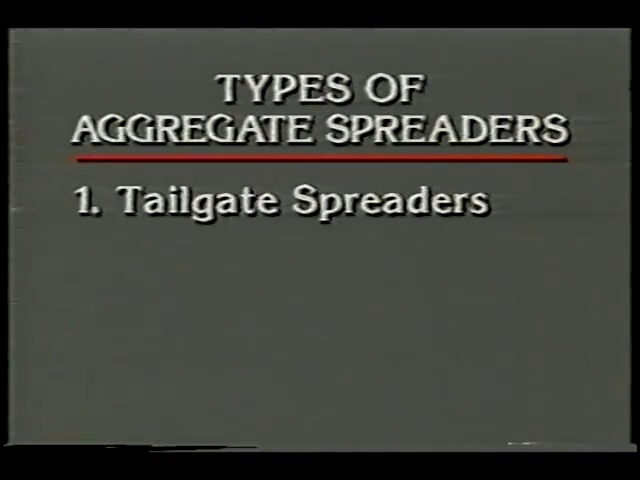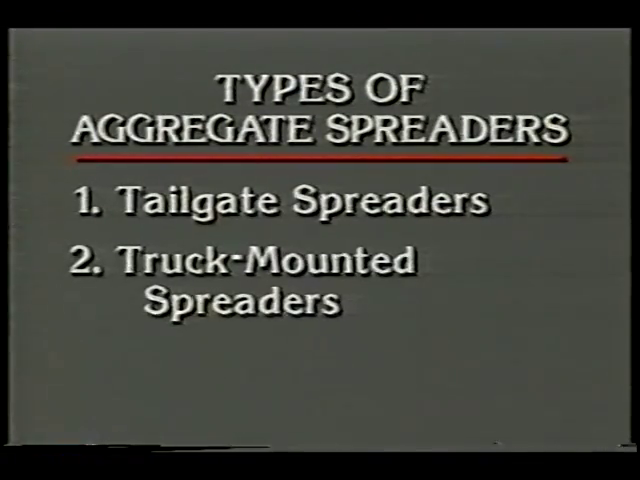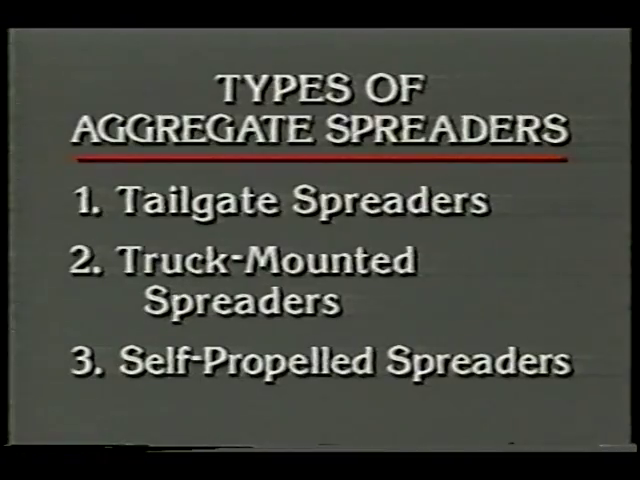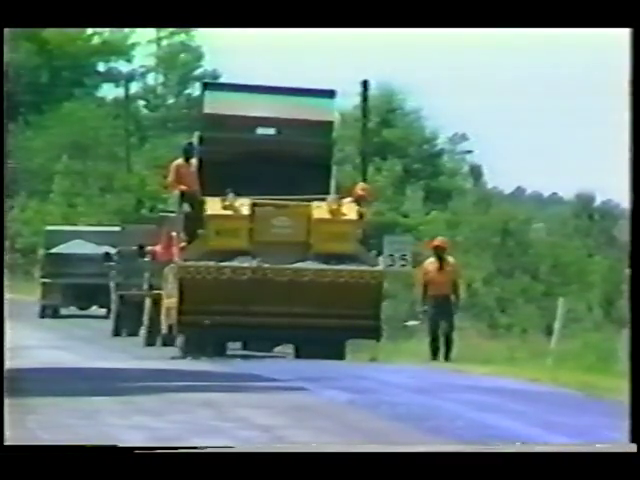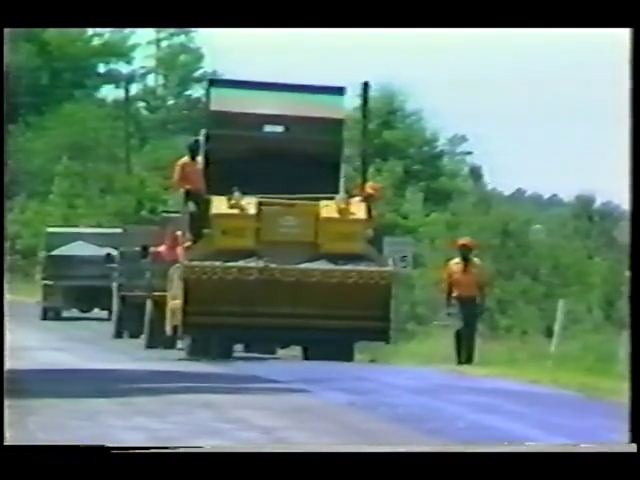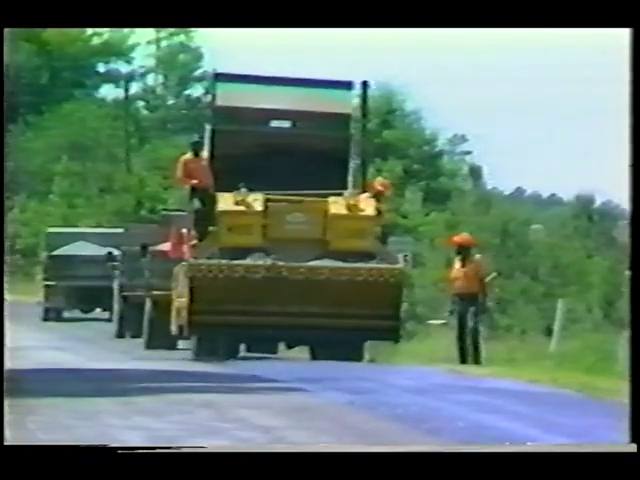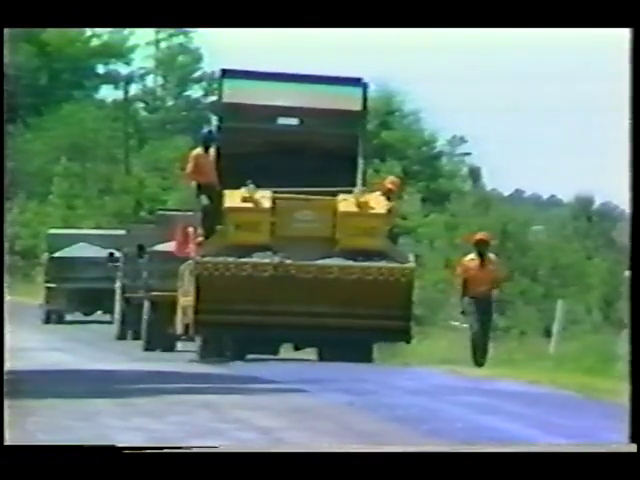There are three basic types of aggregate spreaders: tailgate spreaders attached to the tailgate of the truck; truck-mounted spreaders, which are attached to the truck, and the truck propels the spreader by backing; and mechanical self-propelled spreaders, which actually pull the truck. The mechanical self-propelled spreaders provide the most uniform and continuous distribution of aggregate, but are the most expensive.